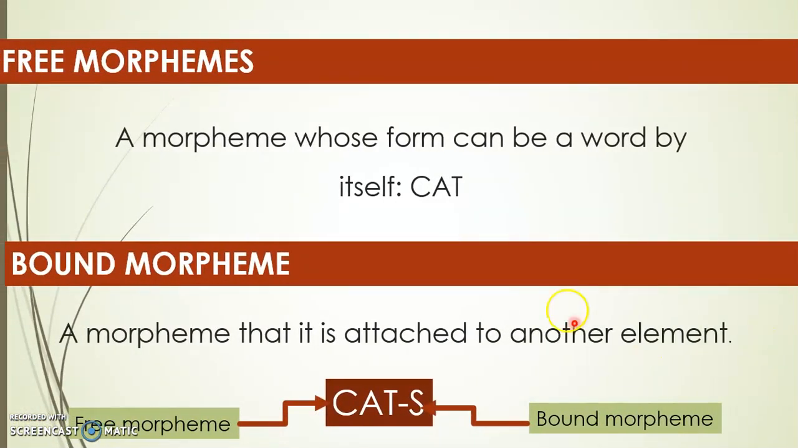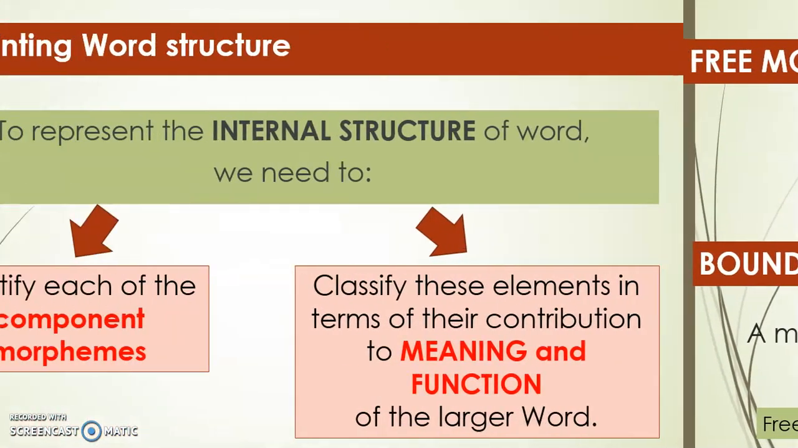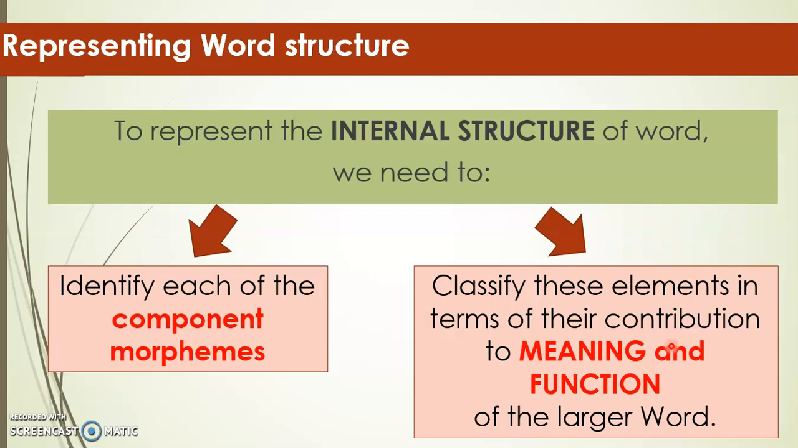Then we can divide morphemes into free morphemes and bound morphemes. A free morpheme is a morpheme whose form can be a word by itself, for example cat. And a bound morpheme is a morpheme that is attached to another element. So we have cats here, and cat is a free morpheme, and the s is a bound morpheme. It is still a morpheme, but it is bound because it is attached to another element. Very easy, very simple.